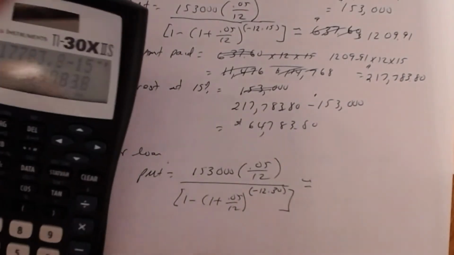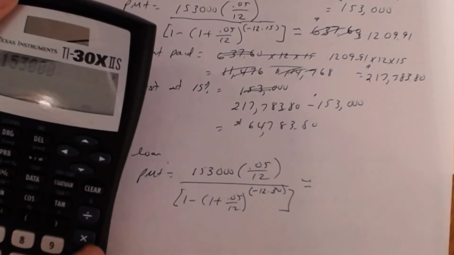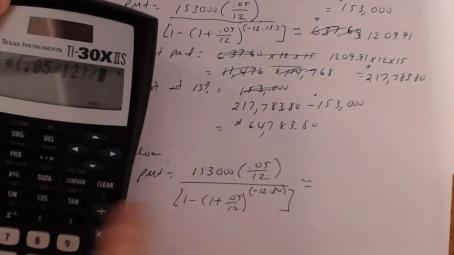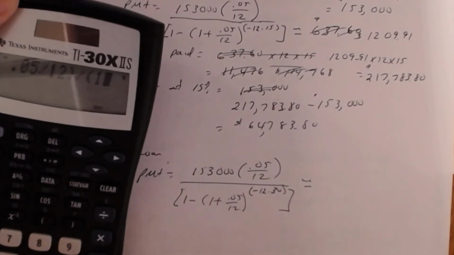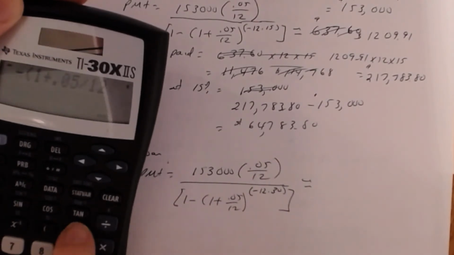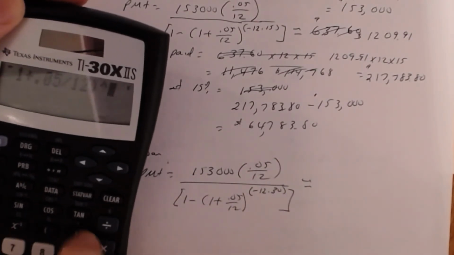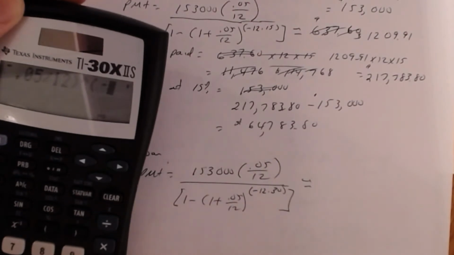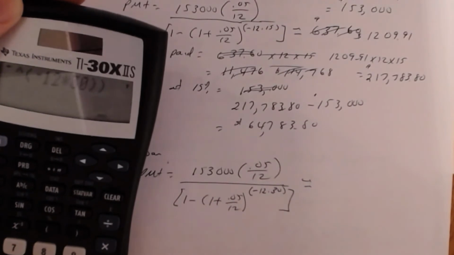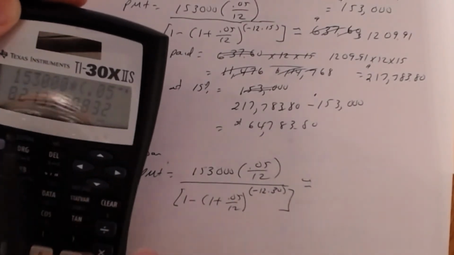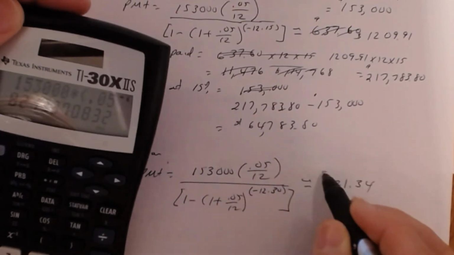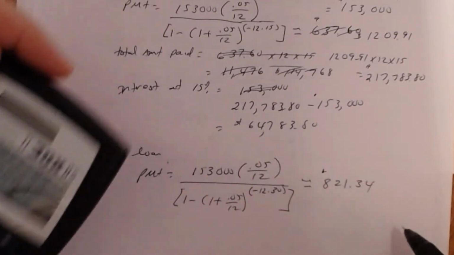All right, so let's see, 153,000 times, in parentheses, 0.05 divided by 12, close the parentheses, divide by, parentheses 1 minus, parentheses 1 plus 0.05 divided by 12, close the parentheses, raised to the parentheses, negative 12 times 30, close the parentheses, close, press equal, and that's $821.34. Okay? All right, so that's your monthly payment.